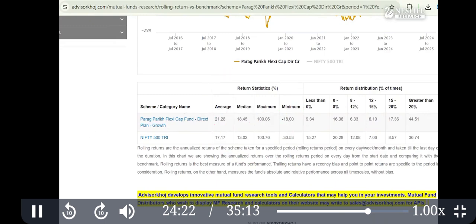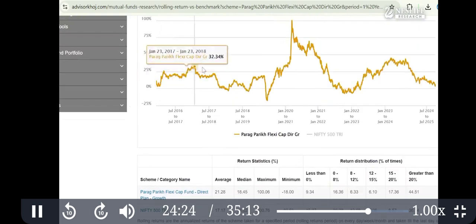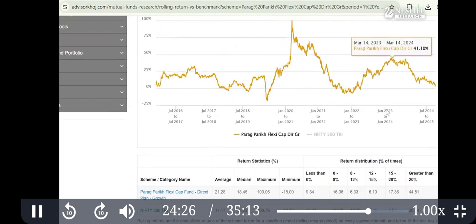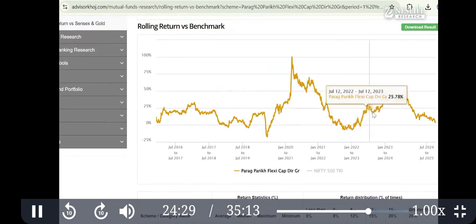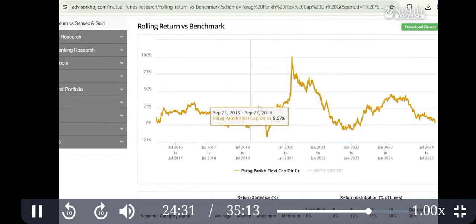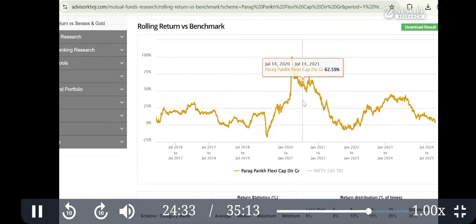Many people misunderstand that this is a rolling return. No, this rolling return is this data. This is the graphical representation of 1 year return taken every day. So in short, this is a trailing return, 1 year return plotted.